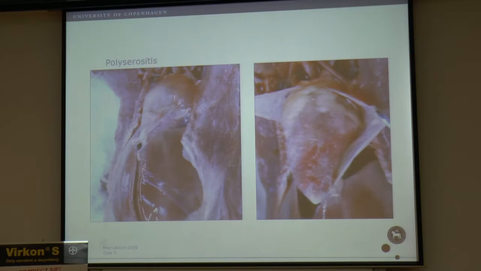Just a picture of the polyserositis, very commonly associated with the broilers. Again, Jaakko has some data in the analysis on the economic impact. We haven't worked a lot with this in our work packages.